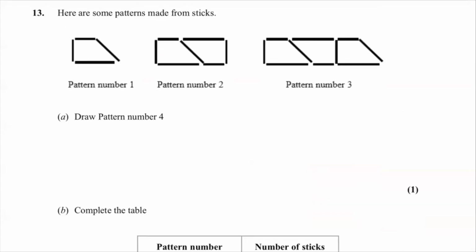Okay, we've got to draw pattern number 4. The best thing to do here is just to clock how it's growing, then copy the third one and add on that growth. So if I look at pattern number 1, pattern number 2 was found by adding these 3 on the end. Then if you look at pattern number 3, this is pattern number 2, and these are the 3 that have been added. So pattern number 4 will be the same as pattern number 3, and then you just add on 1, 2, 3.